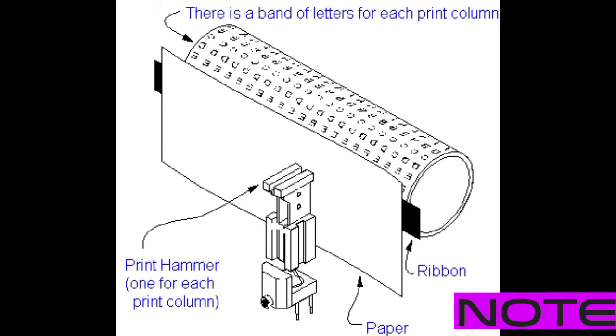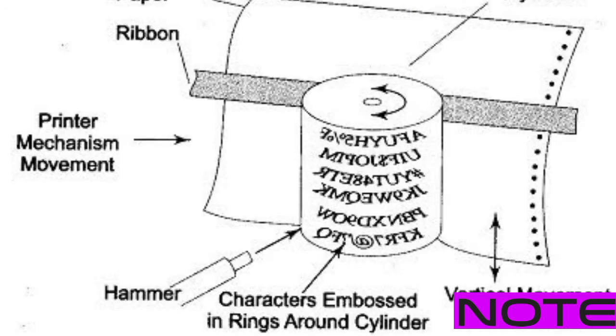The printer ribbon and the printing paper are sandwiched between the drum and a set of 132 hammers, each corresponding to a particular character. The drum rotates at a high speed, and when the appropriate character in a track comes under the hammer, the hammer strikes the paper and the character impression from the drum is printed on the paper.